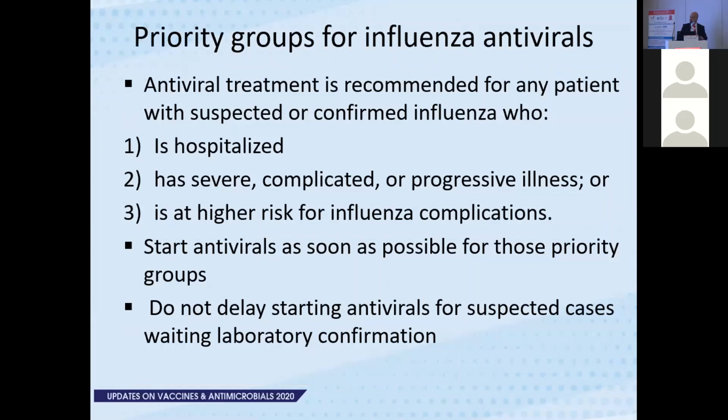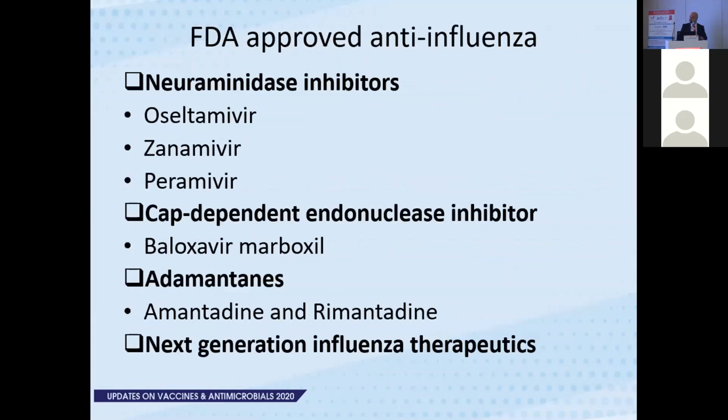As I just mentioned, there are some priority groups in which you must use the anti-influenza therapeutics as soon as possible, such as the patient who is hospitalized, a patient who has severe, complicated or progressive illness, and a patient who is at higher risk of influenza complications. Start treatment as soon as possible without waiting for laboratory confirmation in suspected cases among these groups. Now, what are the classes of anti-influenza antivirals?